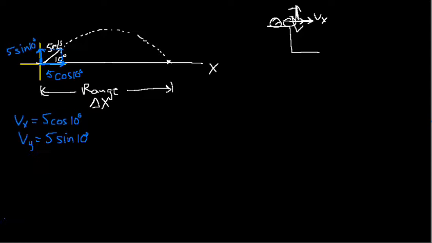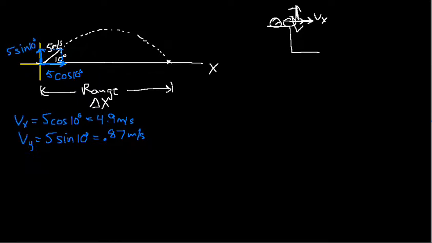Let's just see on my calculator. 5 cos 10 gives me 4.9, so this is 4.9 meters per second. 5 sine of 10 is 0.87, so this one is 0.87 meters per second. Is that right? Yeah. All right, so now we have our initial velocity in the x direction and our initial velocity in the y direction.